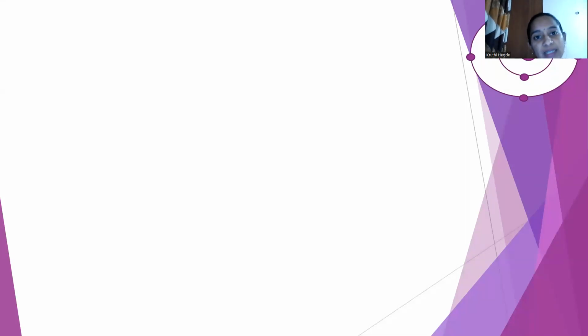So here I have drawn again an atom of carbon with 6 protons inside the nucleus along with 6 neutrons, and the outer shell has 6 electrons.